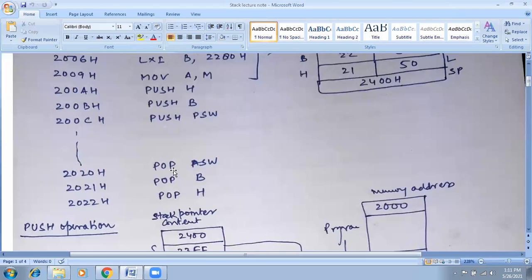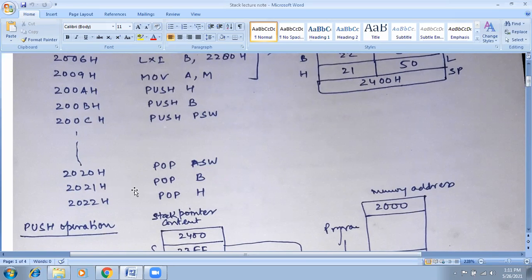So before pop PSW was executed, the content of the stack pointer was 23FA. But after the execution of pop PSW, the content of the stack pointer will become 23FC, because the 23FA content is copied in the lower order register. The stack pointer is incremented by 1 so that it will become 23FB. And then the 23FB content is copied in the higher order register. And again, the stack pointer is incremented by 1 so that it will become 23FC.